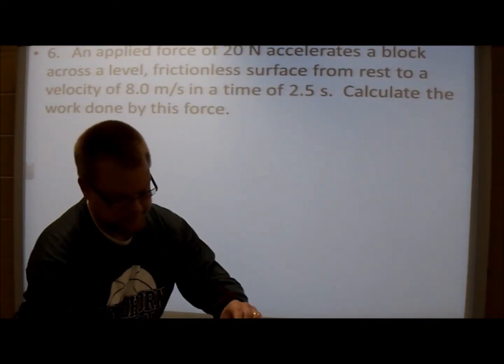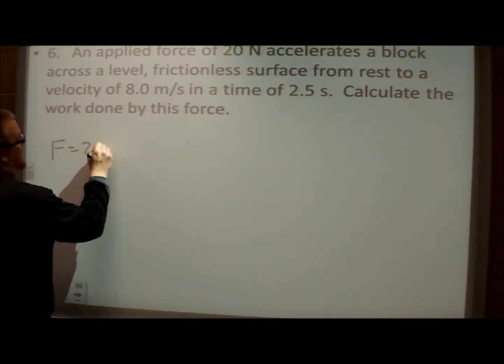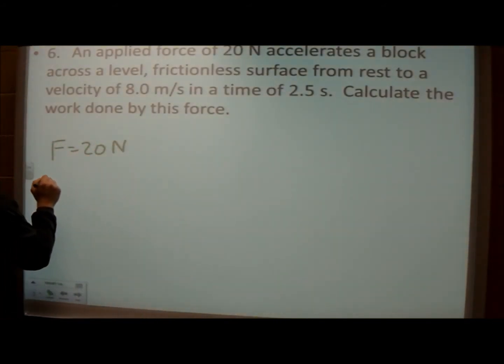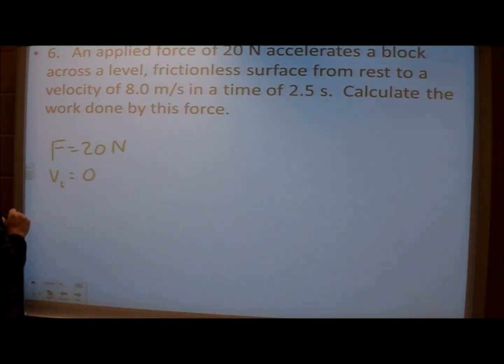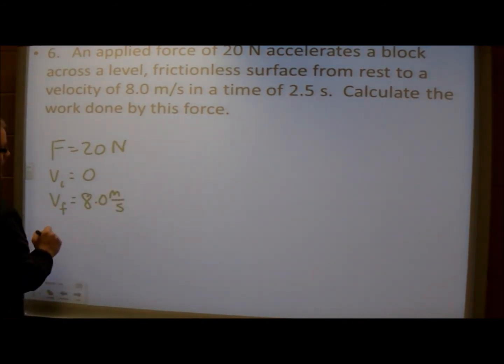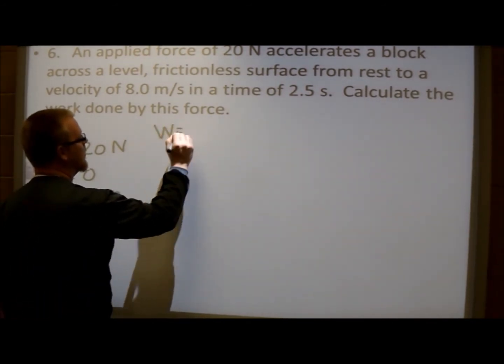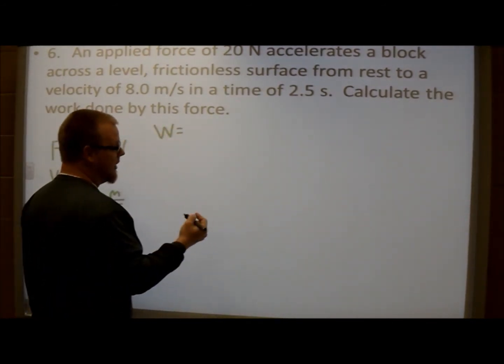Number 6. An applied force of 20 newtons accelerates a block across a level frictionless surface from rest, so VI is 0, to a velocity VF of 8 meters per second in a time of 2.5 seconds. Calculate the work done. Okay, there's no angle, so the angle is 0, the cosine of 0 is 1.